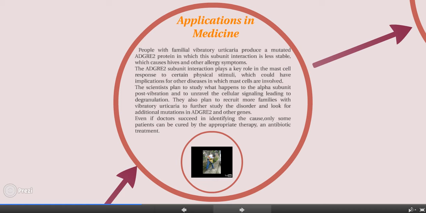The scientists plan to study what happens to the alpha subunit post-vibration and to unravel the cellular signaling leading to degranulation. They also plan to recruit more families with vibratory urticaria to further study the disorder and look for additional mutations in ADGRE2 and other genes. Even if doctors succeed in identifying the cause, only some patients can be cured by the appropriate therapy and antibiotic treatment.